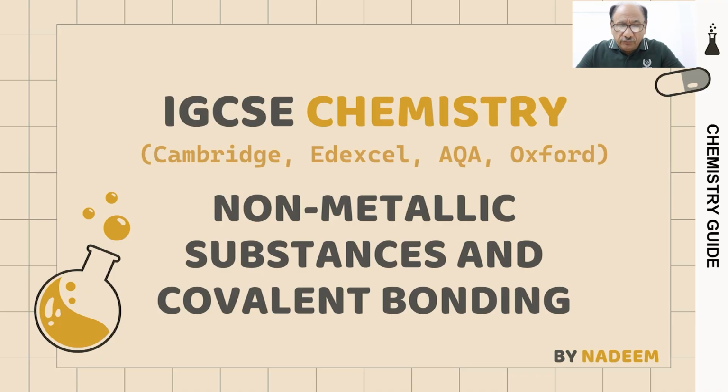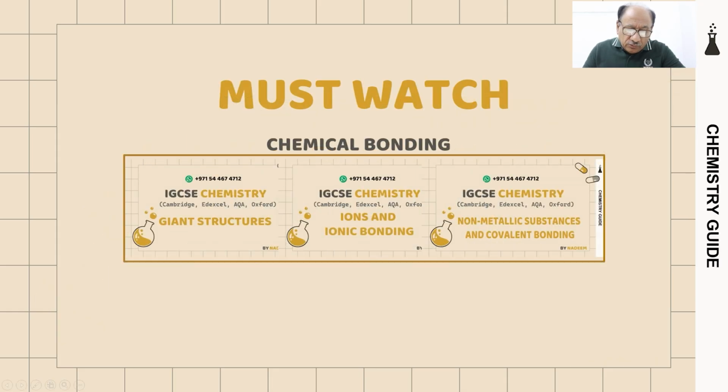Hello everyone. Today we'll be going through IGCSE chemistry and the main topic is chemical bonding. This video is about non-metallic substances and covalent bonding, according to the syllabuses of Cambridge, Edexcel, AQA and Oxford. As I mentioned, chemical bonding is the main topic and you will have to go through these three videos which are available in the playlist.